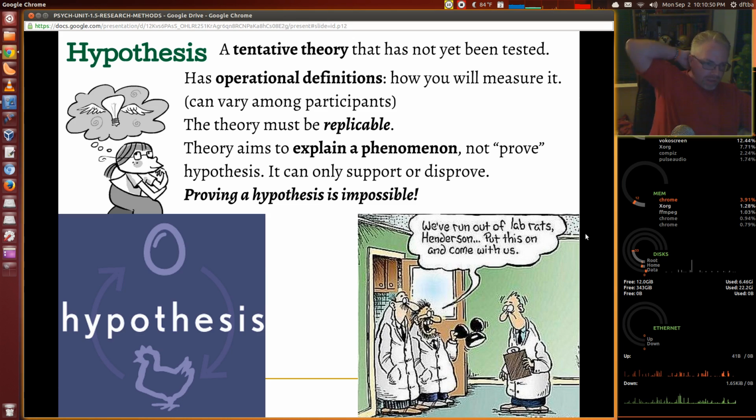You could set your experiment up and run through it, and it would show the same results. The theory is aiming to explain a phenomenon, but not prove the phenomenon to be true. So your hypothesis can never really be proven true. It only can be supported or disproved.